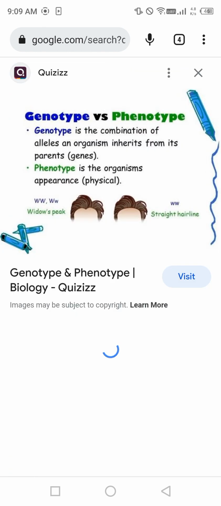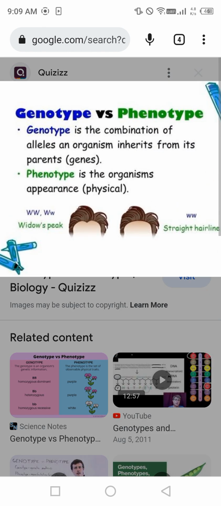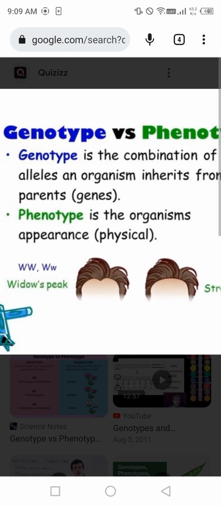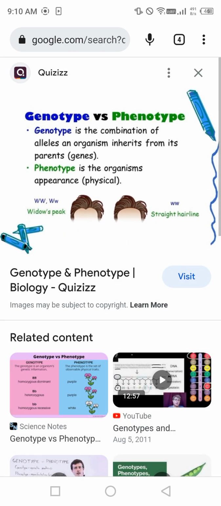Genotype is the combination of alleles an organism inherits from its parents. So genotype is basically the genes that we inherit from our parents, and phenotype is the organism's appearance physically, how we look, how our body is supposed to look. It's totally based on genes, right? Let's see some more examples if you get it.